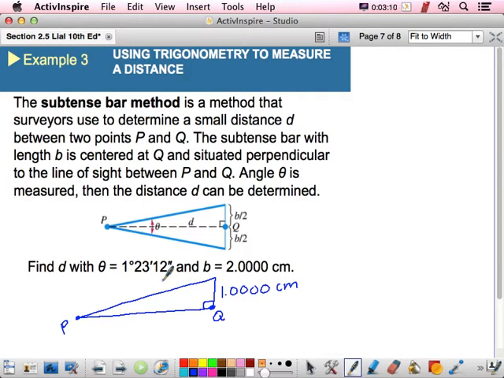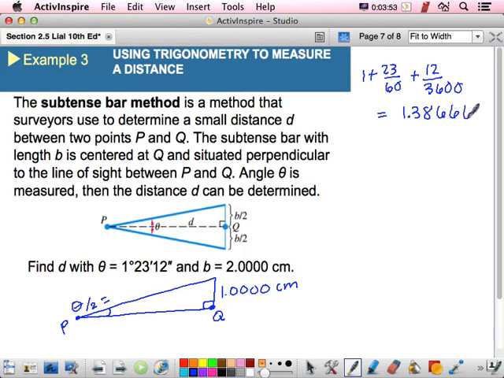Okay, so we're going to type this in our calculator. 1 plus 23 over 60 plus 12 over what? 3,600. And you're going to give that to me with as many decimal places as you can, and that's going to be my angle. So what is half of theta? Hold on, let's pause. That's theta. Theta is 1.3866, a bunch of sixes?